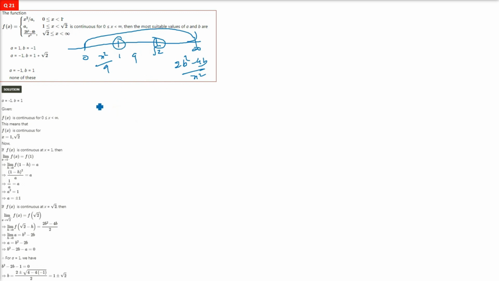Please remember, for the left hand limit for 1, x will be replaced by 1 minus h. Right hand limit, it will be x equals 1 plus h. So from 0 to 1 it will be x square by a, 1 to root 2 it will be a, and root 2 to infinity it will be 2b square minus 4b by x square. So we have to put 1 minus h in x square by a. 1 plus h doesn't matter because a is a constant. Now equate this. 1 minus h whole square by a equals a. So this is 1 minus h whole square equals a square.